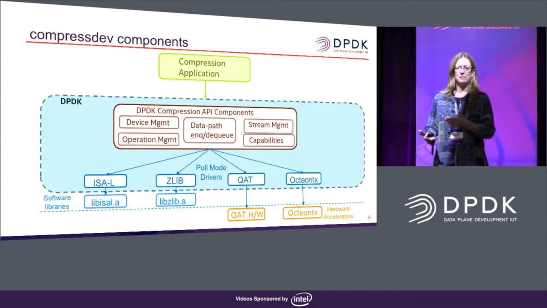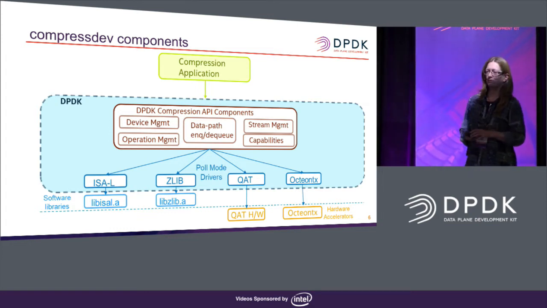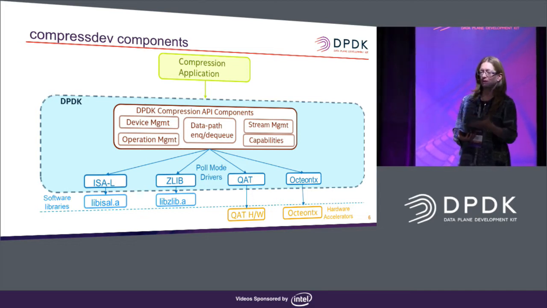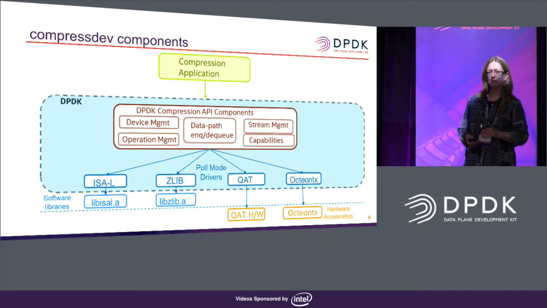The last thing is capabilities, and capabilities are common for a lot of devices, and it's really important because devices, hardware and software, have different capabilities. In this case, particularly, we have stateful and stateless compression. Not all devices will be able to support both of those modes of compression. So the capability API is quite useful to figure out what you can support.